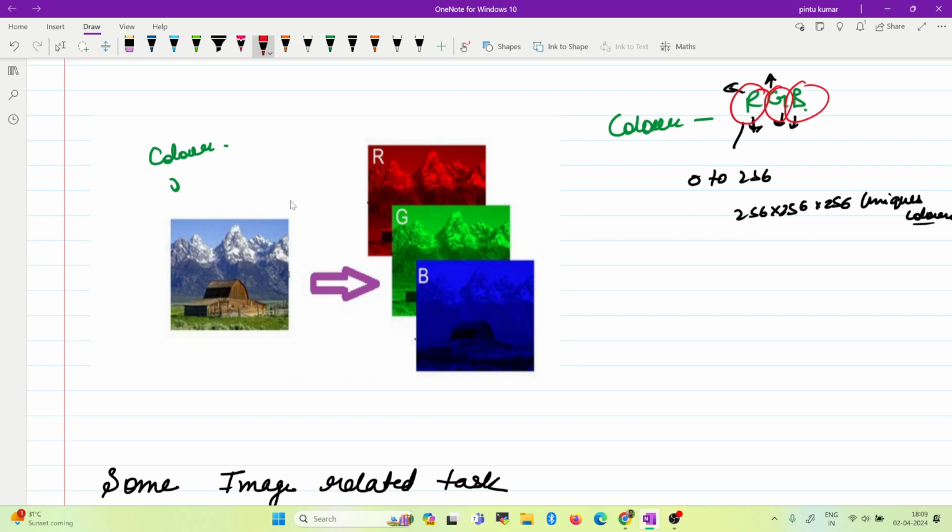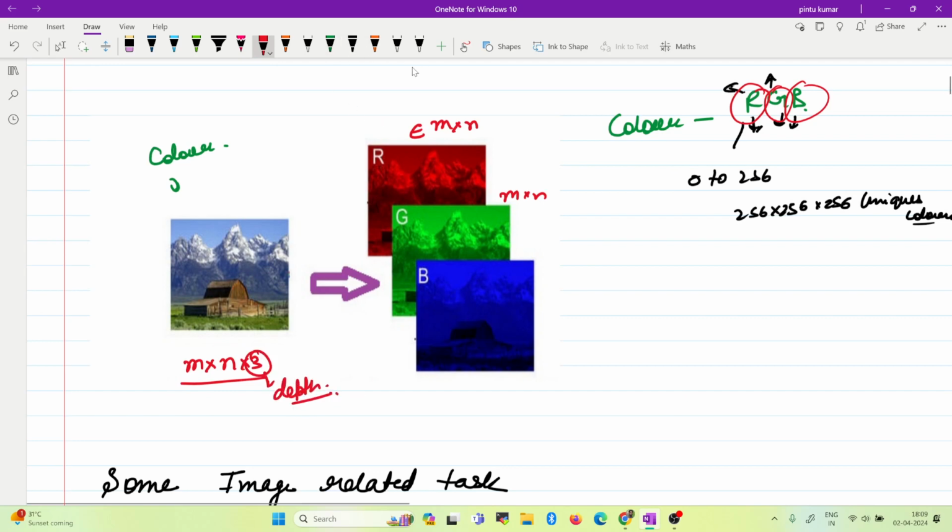So if you want to represent a color image, it is just a superposition of R, G, and B, and all these R, G, and B are again m cross n matrices. So any color image can be represented as a tensor of size m cross n cross 3. This 3 is its depth.